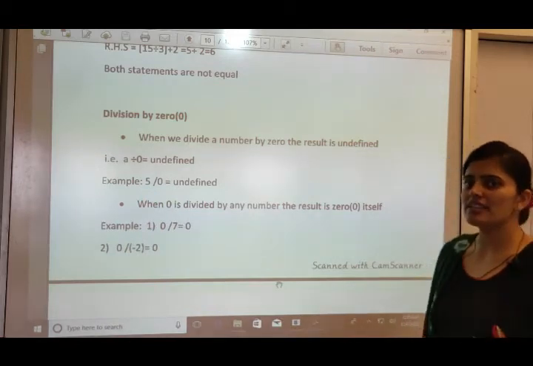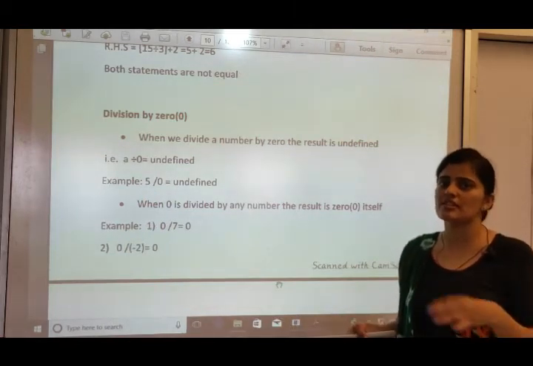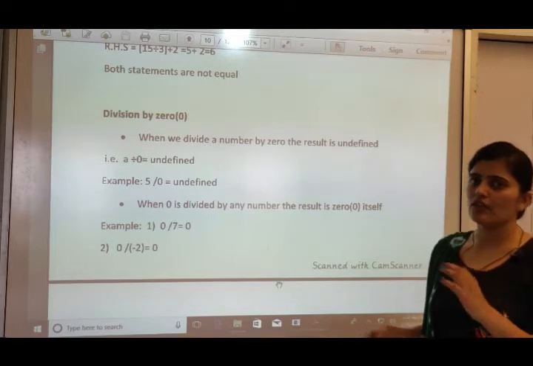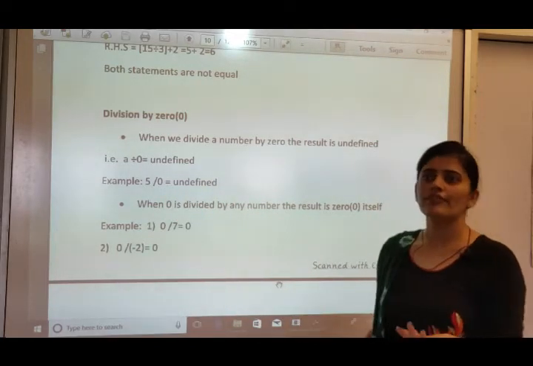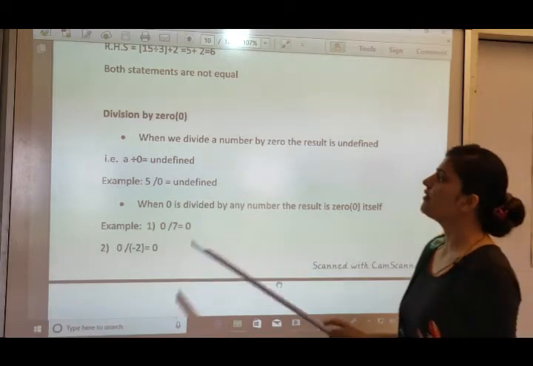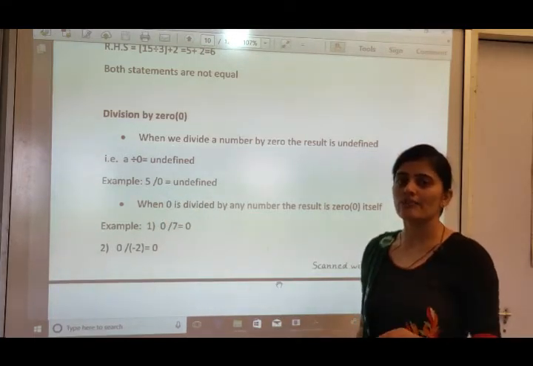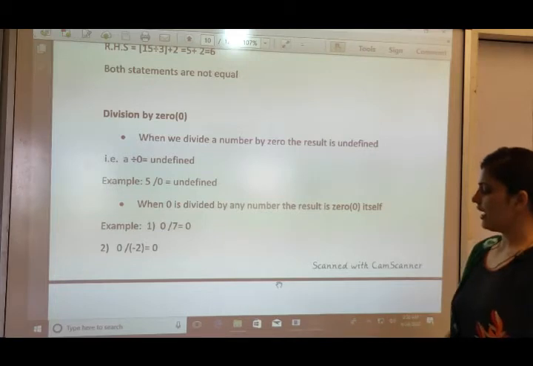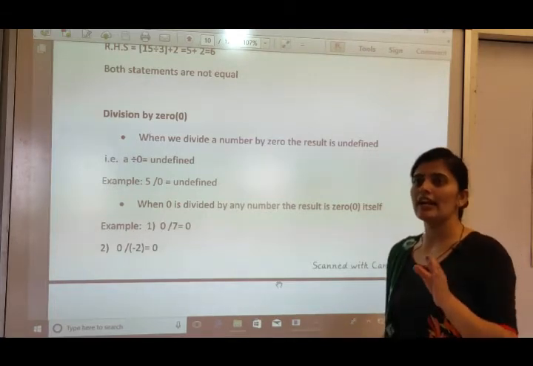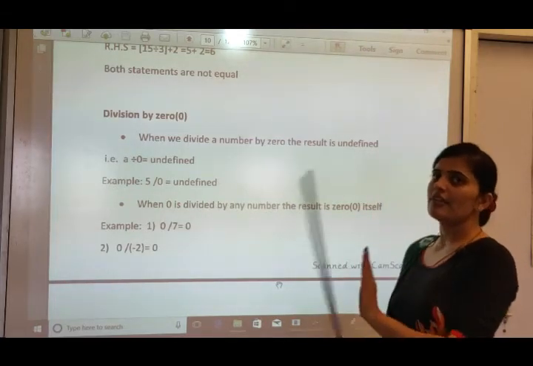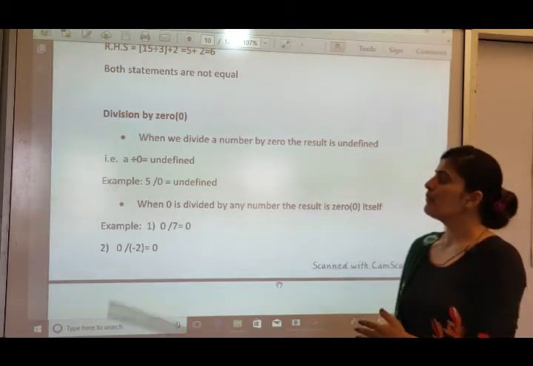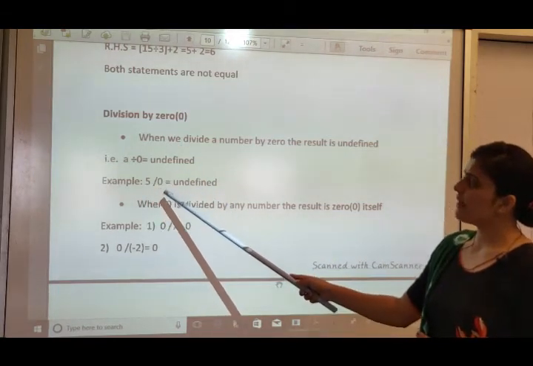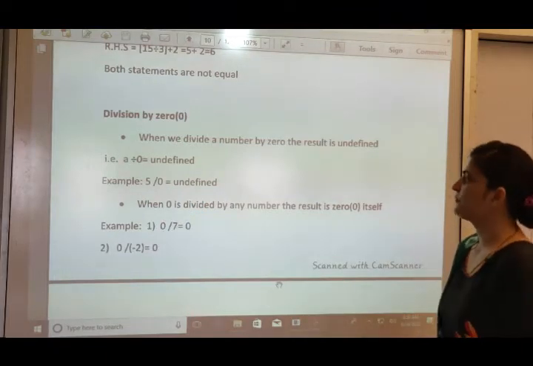5 we have to divide by 0. We don't have any number. 0 means nothing in particular, so it will be equal to not defined. We are not getting any answer whenever we are dividing by 0. So when we were writing a divided by b, afterwards we were writing that b should not be equal to 0. Why? Because division by 0 is undefined.